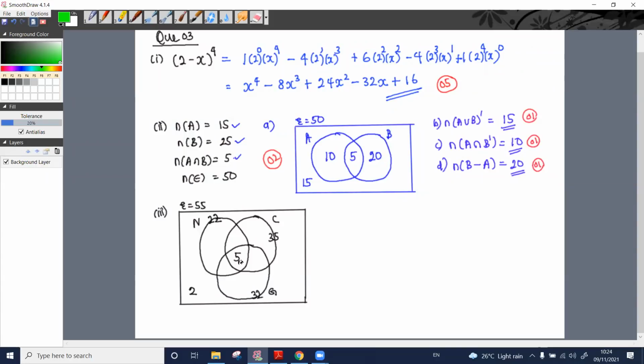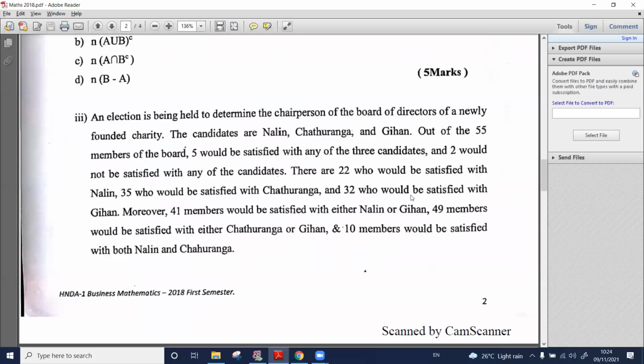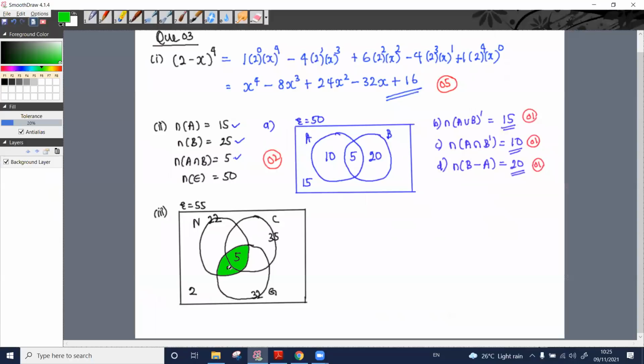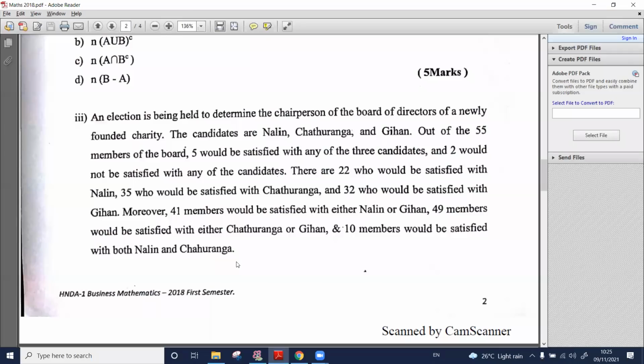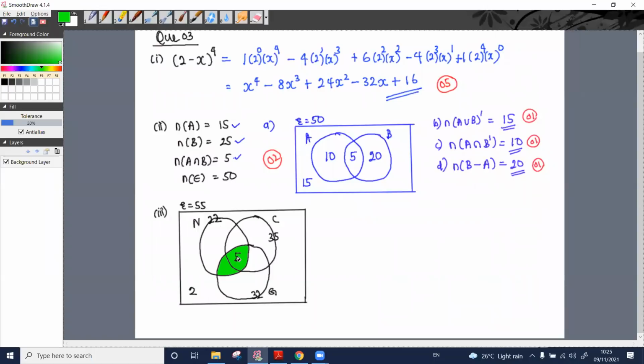Nalin or Gyan? Is it this region? ඔය region එක ගැනද ඔය කතා කරන්නේ? Read it again. 41 members would be satisfied with either Nalin or Gyan. Nalinta ho Gyanta කැමති 41 දෙනෙක් ඉන්නවා. ඔය 41 කියලා කියන්නේ මෙන්න මේ කොළ පාට region එකද? Nalin or Gyan කියලා කියන්නේ ඔය region එකද?